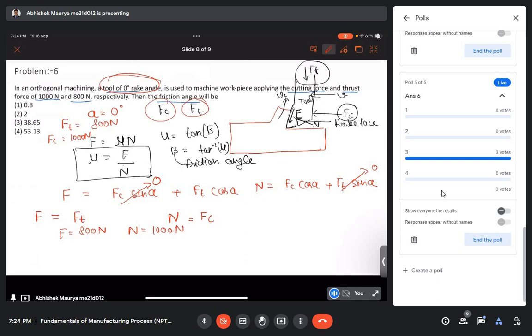Now we can calculate mu, that is 800 by 1000, or 0.8. The coefficient of friction will be 0.8, and this will be equal to tan of beta. Beta is the friction angle. Beta equals tan inverse of 0.8. And if you calculate it, then you will find beta is equal to 38.65 degrees. So the correct answer will be the third one.